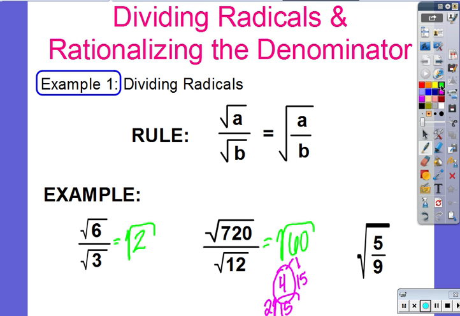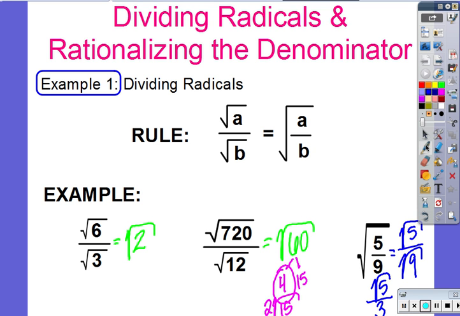And then on our last one, this one is not simplified because we have a fraction underneath our radicals, and that was one of our rules that we couldn't have. So if it looks like this, you actually have to go one step further and say the square root of 5 divided by the square root of 9. How does that help us? Yes, now you can do the square root of 9, so your final answer is going to be square root of 5 divided by 3.